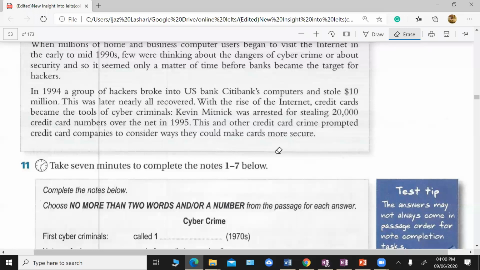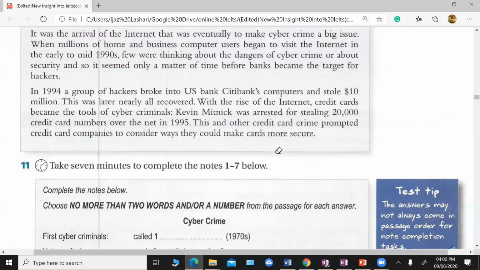In 1994, a group of hackers broke into US bank, Citibank's computers and stole 10 million. This was later nearly all recovered. With the rise of the internet, credit card became the tool of cyber criminals. Kevin Mitnick was arrested for stealing 20,000 credit cards over the net in 1995. This and other credit card crime prompted credit card companies to consider ways they could make cards more secure. Sir, it may be credit cards. Yes, it is credit cards.